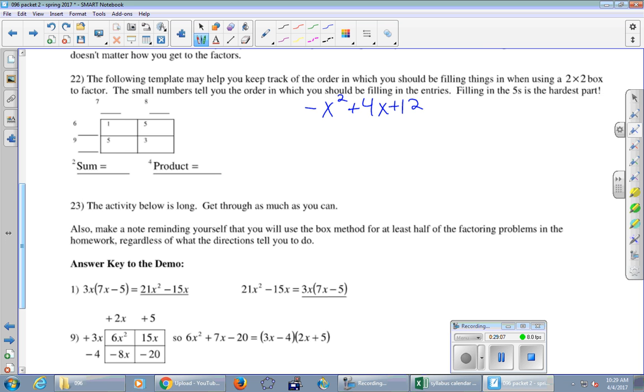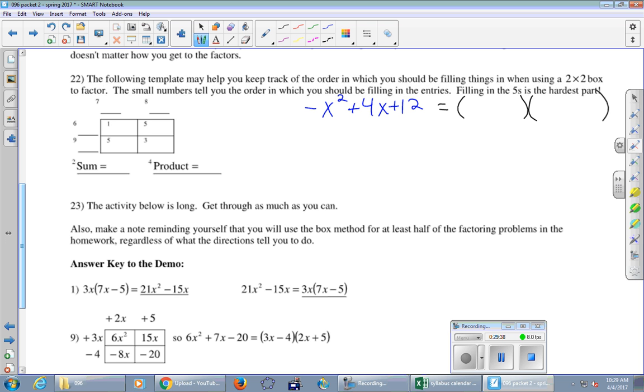Okay, so we've got this box with lots of numbers in it. It might look intimidating initially. It's supposed to help us keep all of our information organized. Okay, the goal is to figure out what we can multiply to get this negative x squared plus 4x plus 12. So I'm just going to put it's equal to the product of two binomials. There's lots of foiling or distributing that happened, and we're going to undo that. We're going to factor. So filling in the parentheses is the final goal.